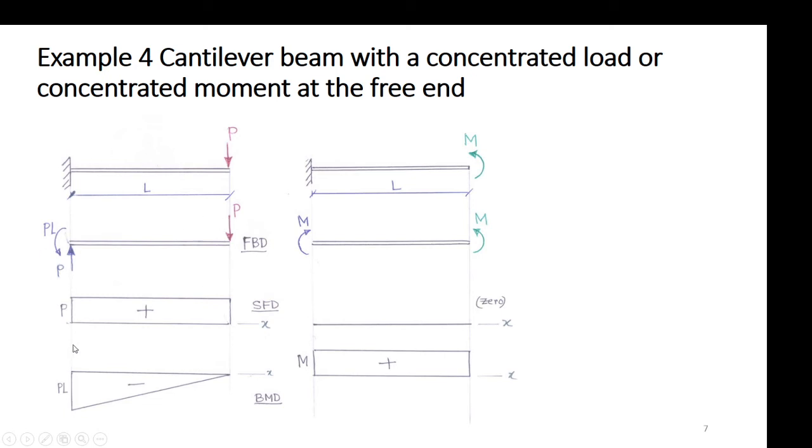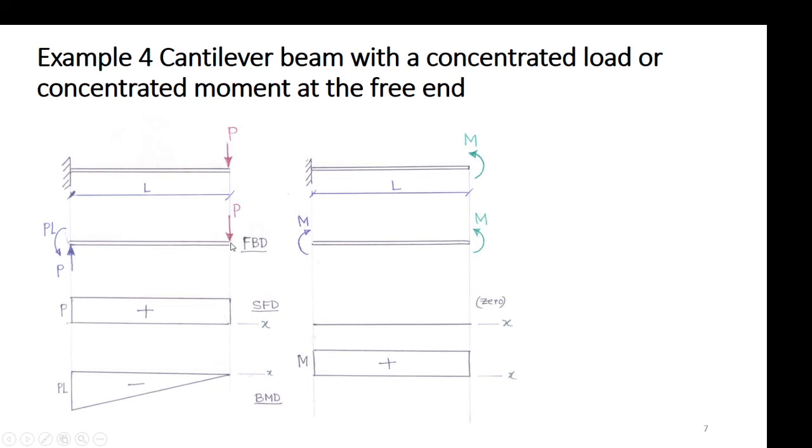So it is PL clockwise, PL anti-clockwise, not P by L, sorry, PL. So if you can complete the FBD, free body diagram of the cantilever beam with the applied tip force P, then you have to carefully examine by considering a section at a distance x either from the left or from the right. For this particular cantilever beam, it is mostly convenient to take the section from the free end.